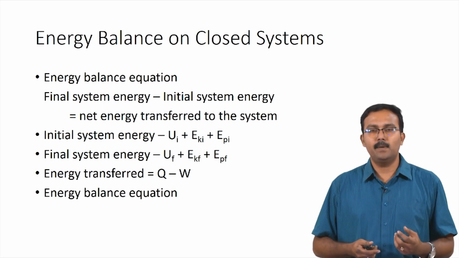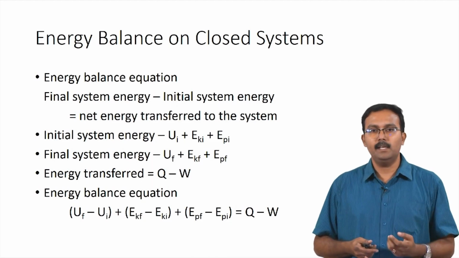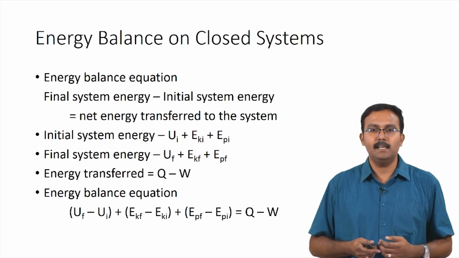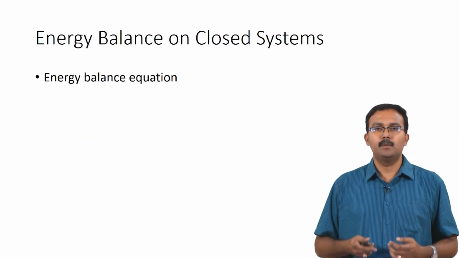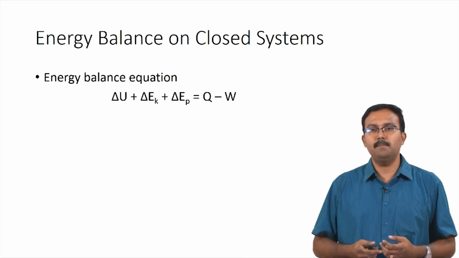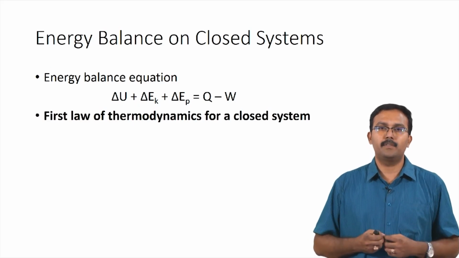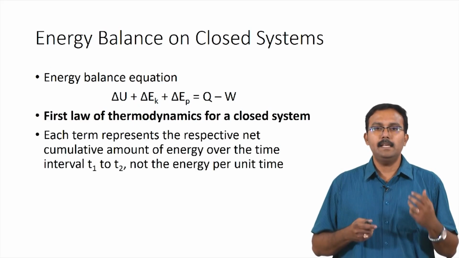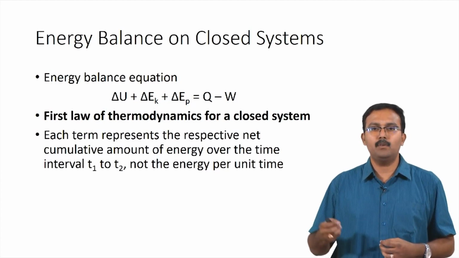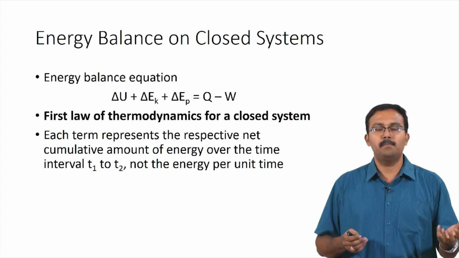So, the energy balance equation can be written as delta U, which is UF minus UI, plus EKF minus EKI plus EPF minus EPI equals Q minus W. So, this equation then becomes delta U plus delta EK plus delta EP equals Q minus W. So, this is the first law of thermodynamics for a closed system. Each term here represents the respective net cumulative amount of energy over a time period of observation, which could be from time t1 to t2.